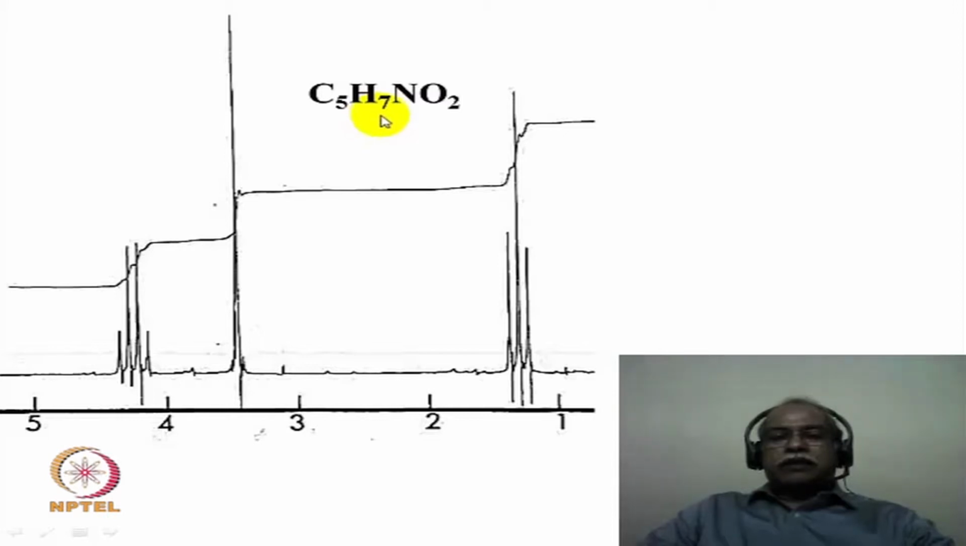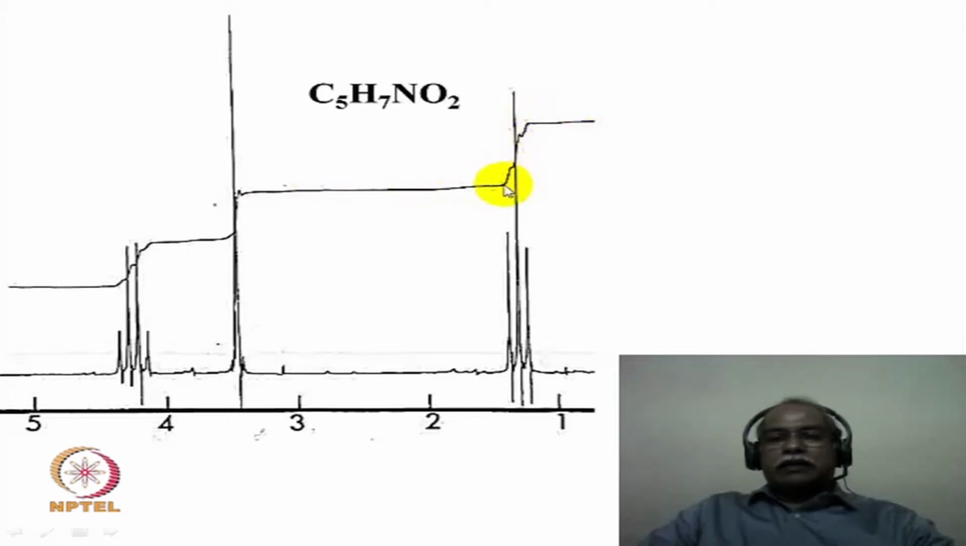That means the degree of unsaturation of this particular molecule is 3. Now look at this pattern, essentially same as the previous pattern that you saw, except that you have an integration difference here. Now what is this integration? The line that is shown here essentially represents the area under each of these peaks.